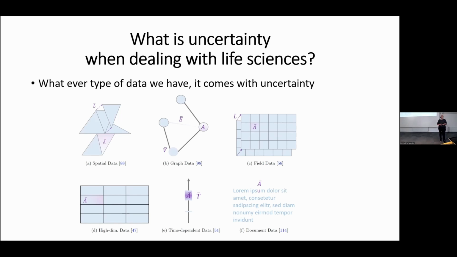Same goes for high dimensional data. You can have uncertainty in each of the cells. And for time-dependent data, either the values could be wrong, or the time points where those values are stored might be affected by uncertainty. And for document data, each of the characters can be affected by uncertainty.